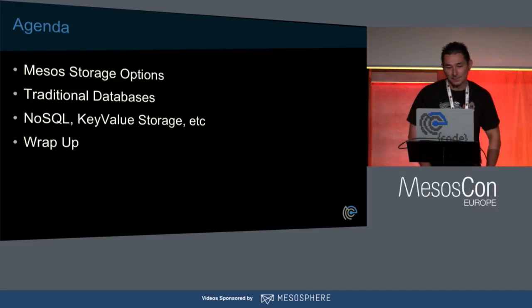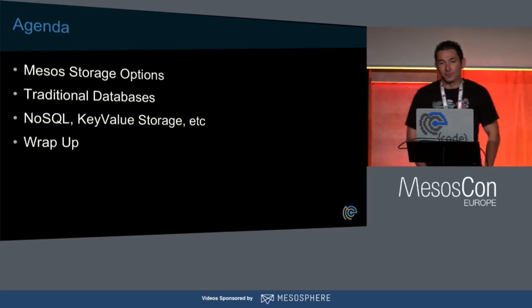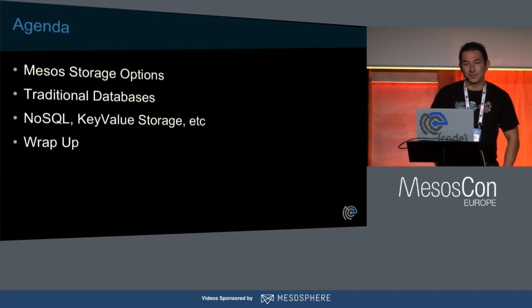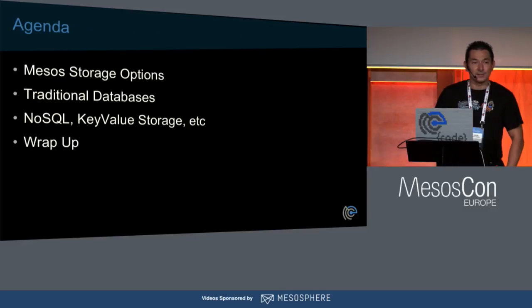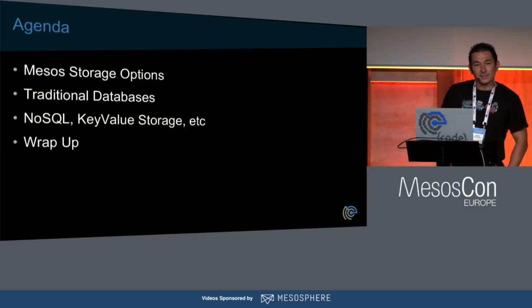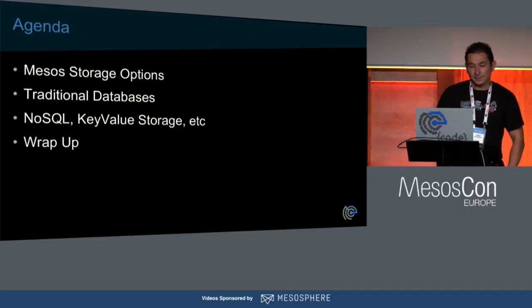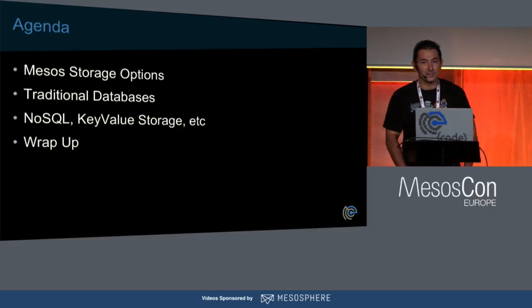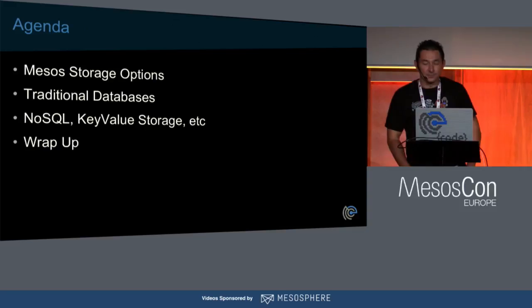So here's the agenda today. We're going to talk about Mesos storage options and what's available, past, present, and even the future. Then we're going to take a look at traditional databases and how the different storage options can affect your initial deployment of these applications, and also how they affect your day two operations and disaster recovery. We're also going to take a look at NoSQL and key value storage, effectively doing the same thing: seeing how different deployment strategies with storage affect initial deployment and day two operations. Then we'll do a brief wrap up. I want to highlight the important differences between the storage options that are available and what kind of deployment strategies will affect the life cycle of your application.